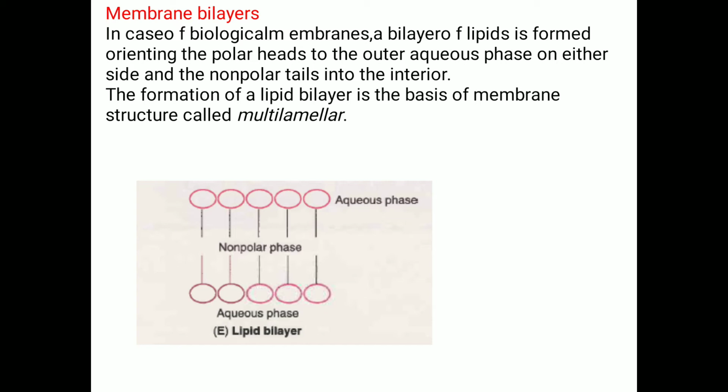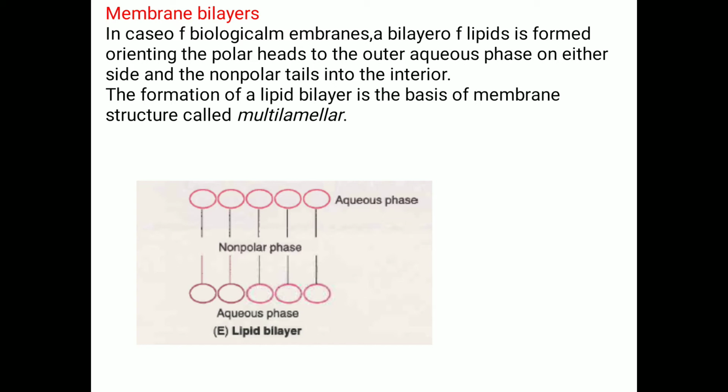So in membrane bilayers, if you see in the picture, you have a bilayer structure wherein the hydrophobic tails are projected inward and the hydrophilic head groups are projected outward, present on either side of the membrane. So on either side they are interacting with the aqueous phase. In this way, membrane bilayers are also formed.